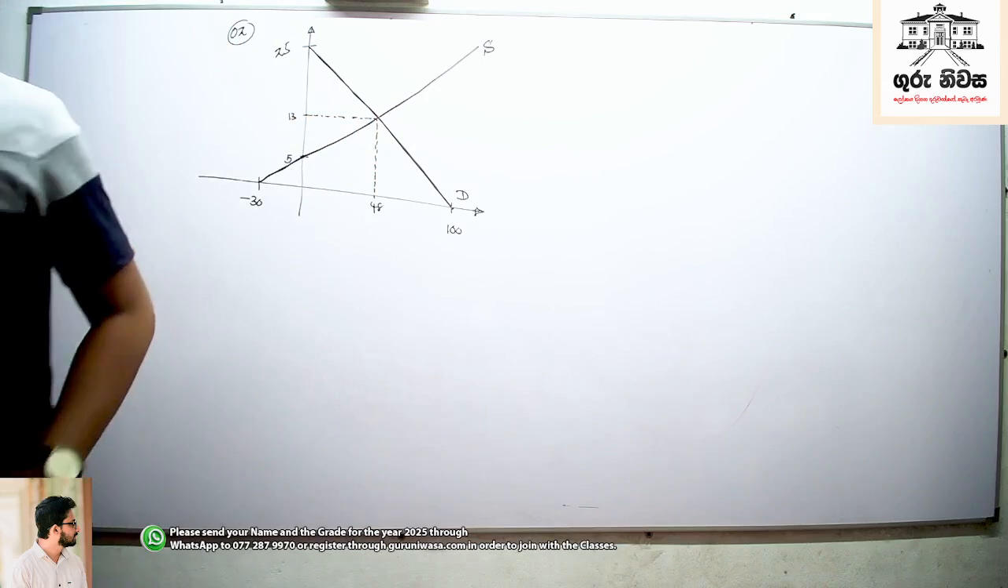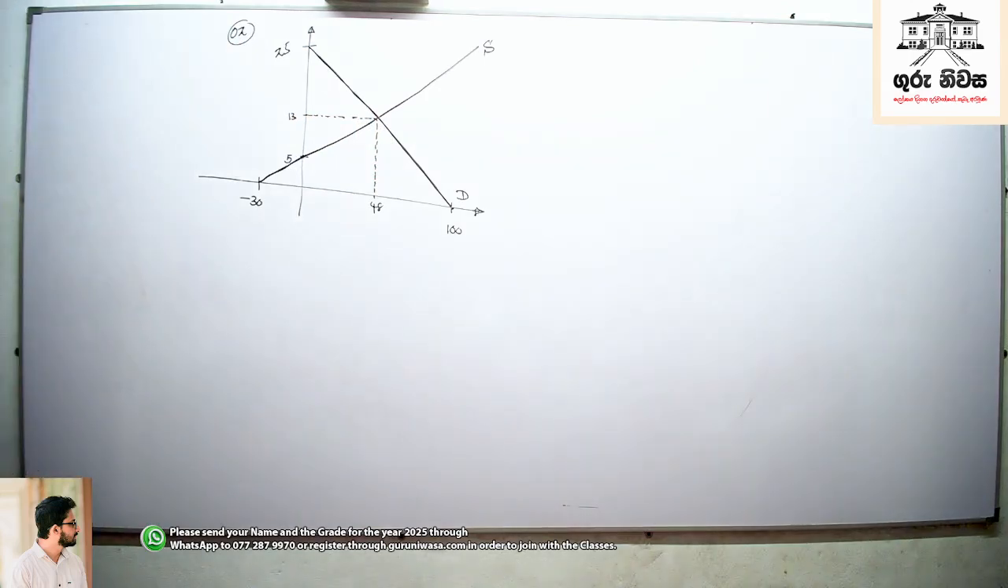Now what happened is the government imposes a unit tax. How much is the unit tax, Lamai? Can you tell me? In this example, how much is the unit tax? 5, 6? How much is the unit tax? Can you speak a bit louder? 5? Yes, sir. 5. Okay.